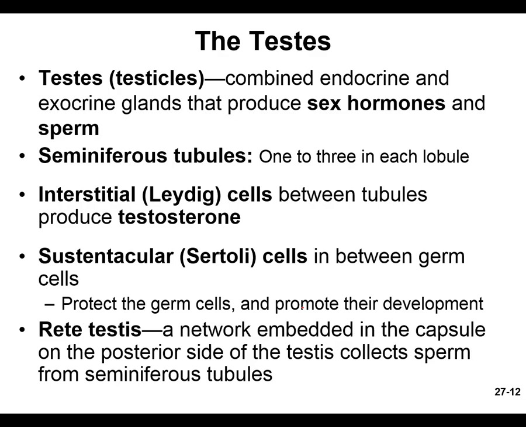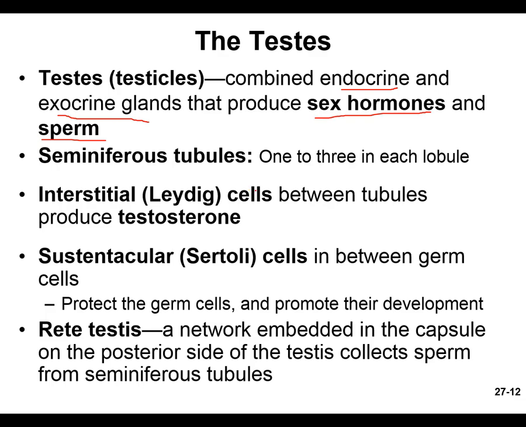Okay, so when we're looking specifically at the testes, we have lots of different types of cells. It is, and this is kind of crazy, both an endocrine and an exocrine gland. It's endocrine because it releases hormones like testosterone. And it is an exocrine gland because it releases an entire cell, which is the sperm. So once again, it produces sex hormones and produces the sperm.